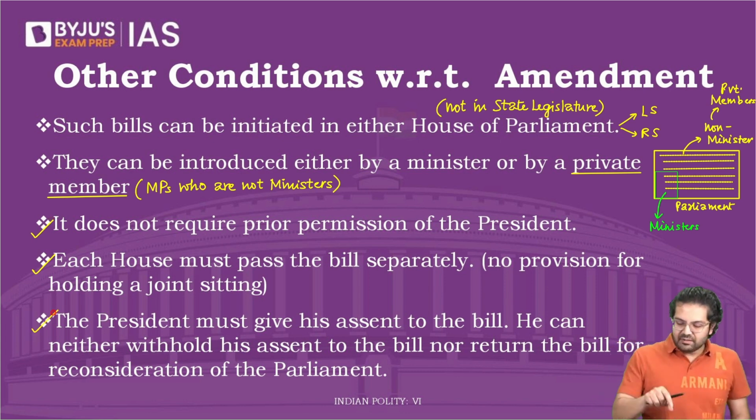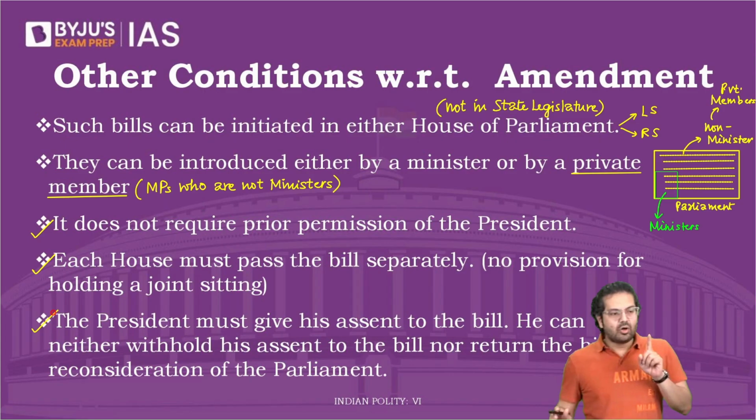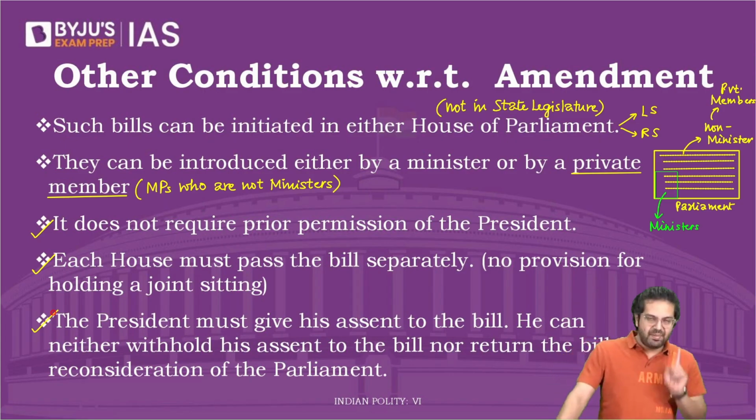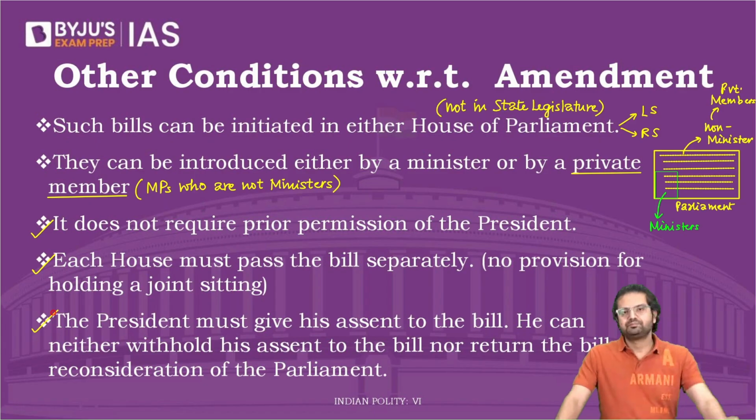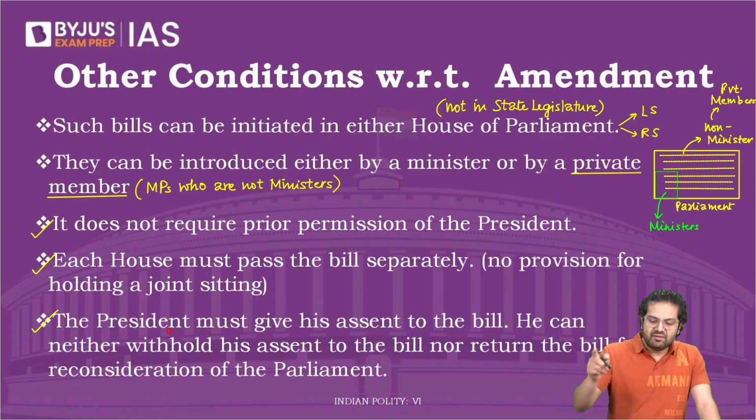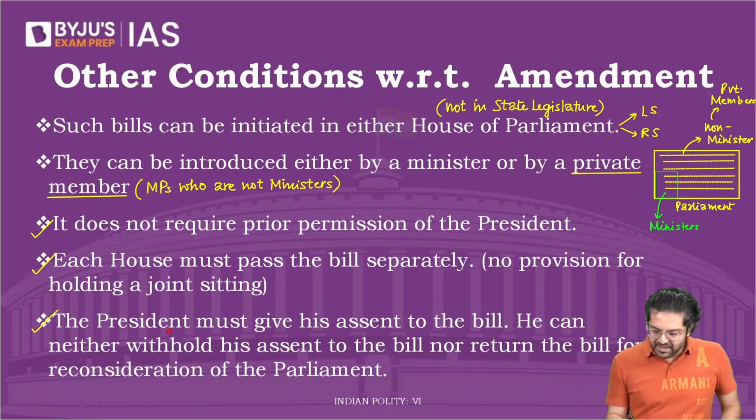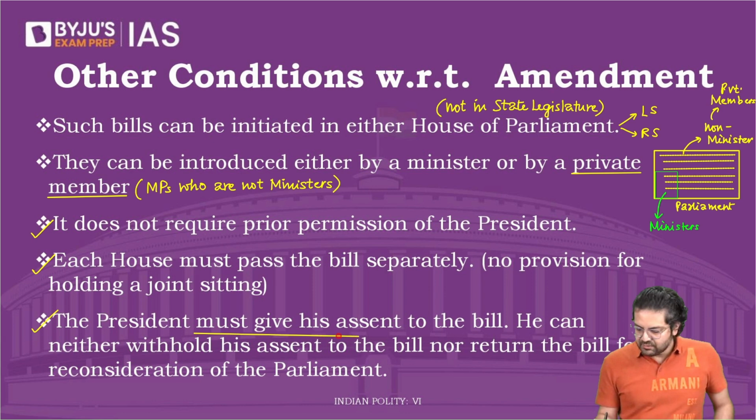And lastly, tell me, when was this change made? We have already seen this under veto powers, that a constitutional amendment bill must be signed by the president. He has no veto power here. The president must give his assent to the bill. He can neither withhold nor return, nothing. Must give assent. Which Amendment Act?